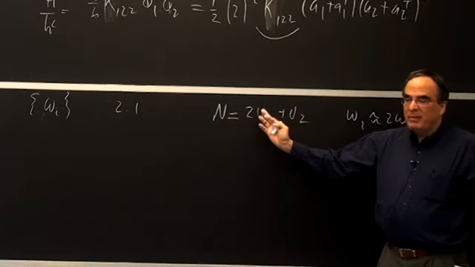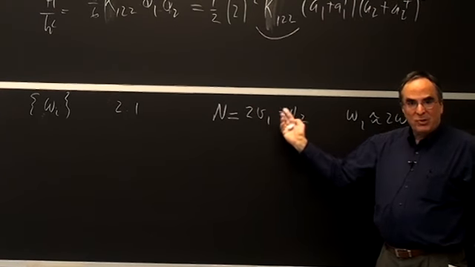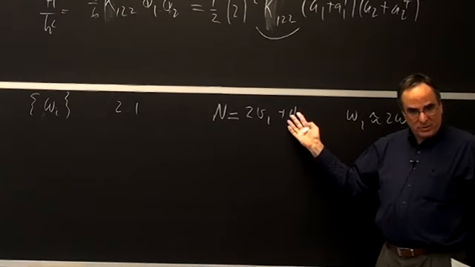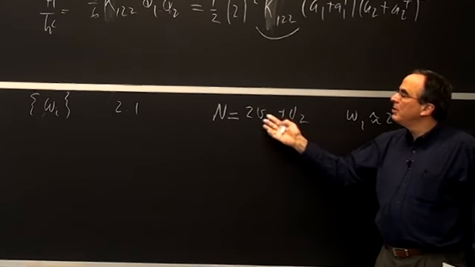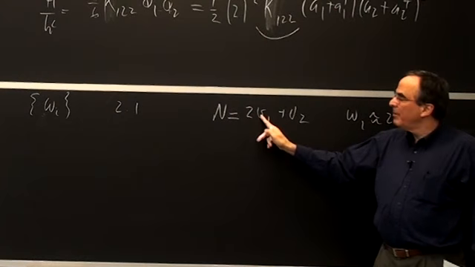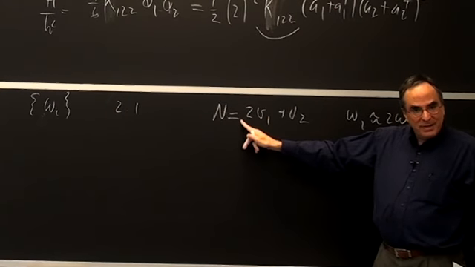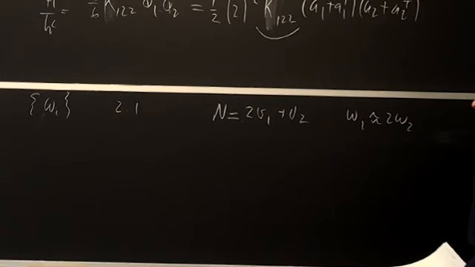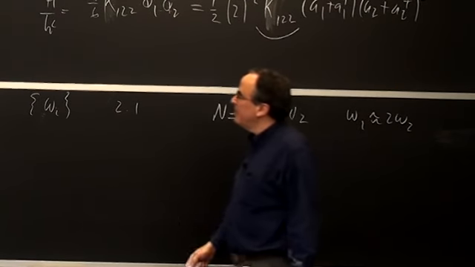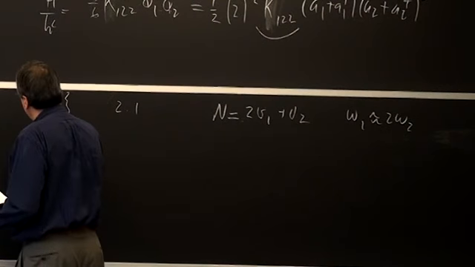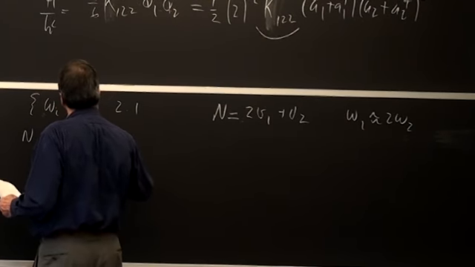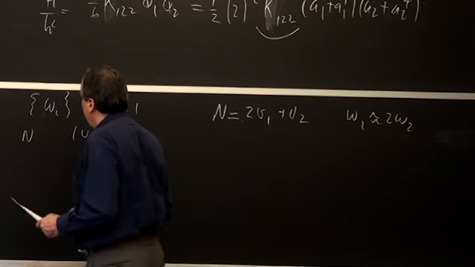One quantum in mode 1 is equal to 2 in mode 2, so we multiply the number of quanta in mode 1 by 2. You get 2 points for each quantum in mode 1 and 1 point for each quantum in mode 2. And so we make a little table of the states that we're going to encounter.